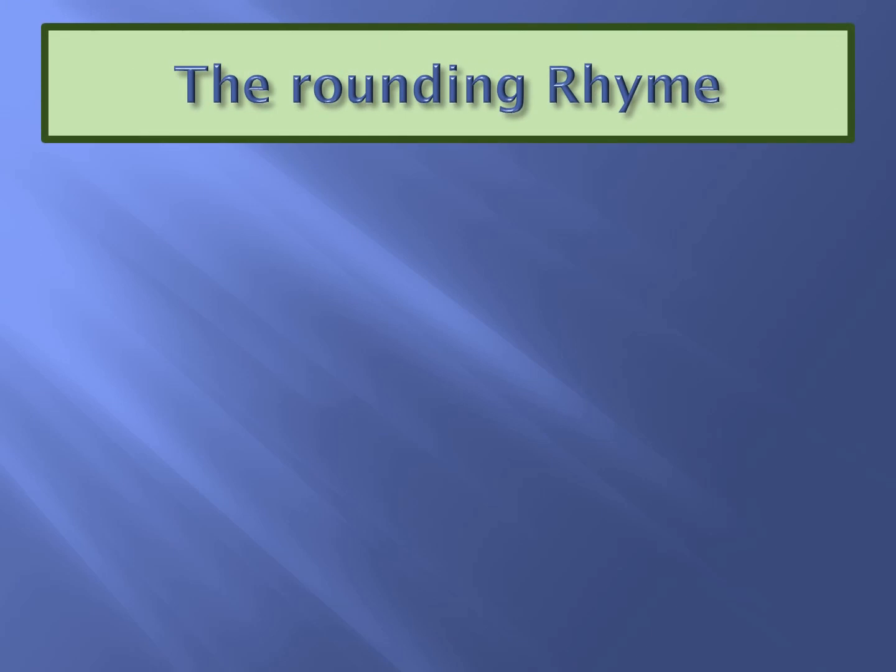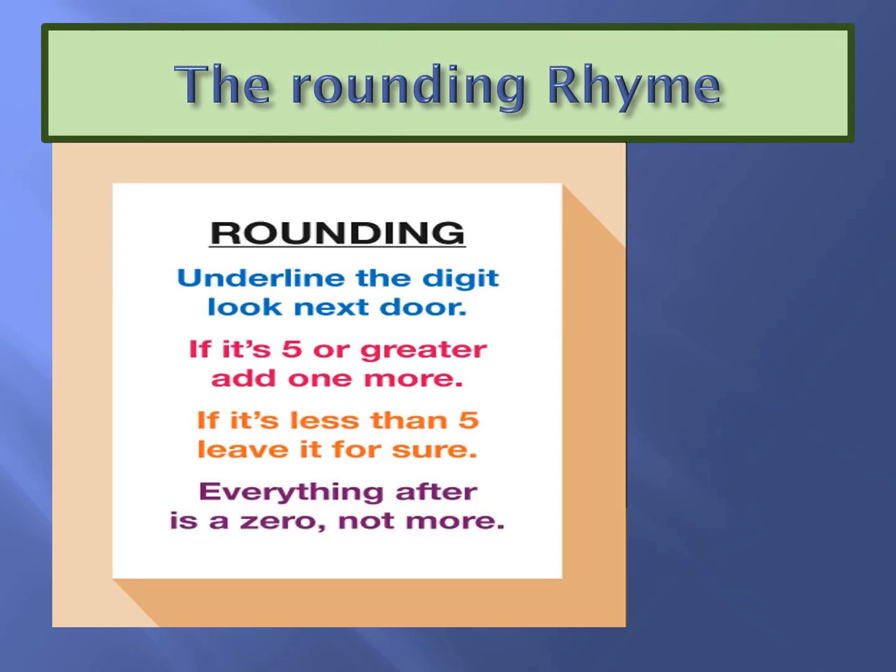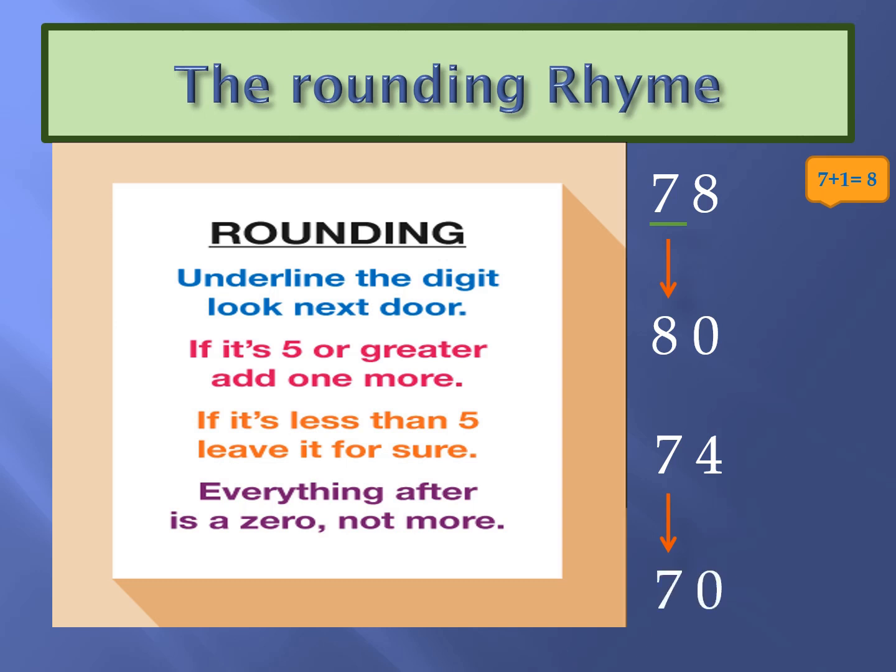The rounding rhyme. ये बहुत आसान सी पोम है, इसको आप याद कर लेंगे. उसके बाद राउंडिंग ऑफ के रूल्स आपको मेमोराइज नहीं करने पड़ेंगे. ठीक है, just memorize this rhyme. What is it? Underline the digit. Look next door. If it is 5 or greater, add 1 more. If it is less than 5, leave it for sure. Everything after is a 0, not more.